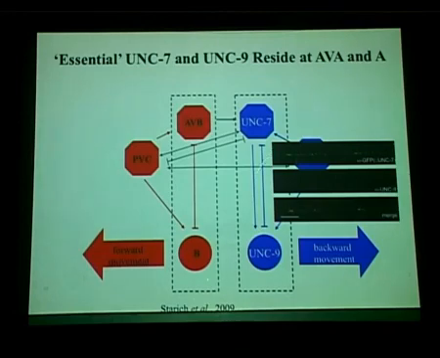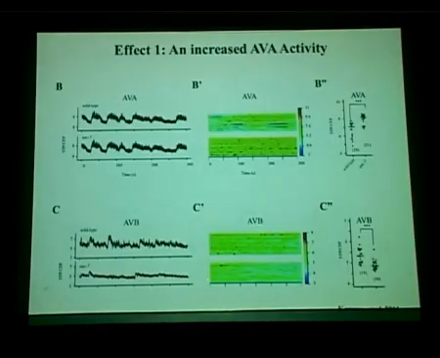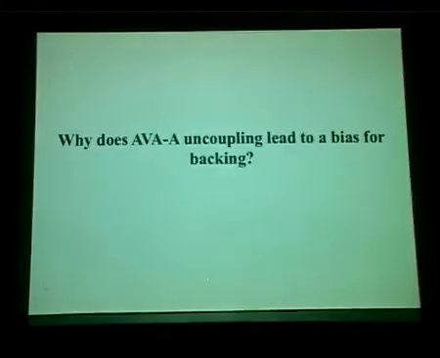And what we see is the defect that leads to that is actually loss of gap junction between the backward circuit that's supposed to be driving backward locomotion. So this is a paradox. So why does losing this supposedly backward driving circuit uncoupling actually lead to an increase of the bias for backing? And we figured out, it took a long time, that this gap junction is inhibitory.